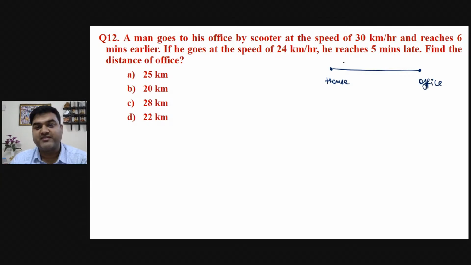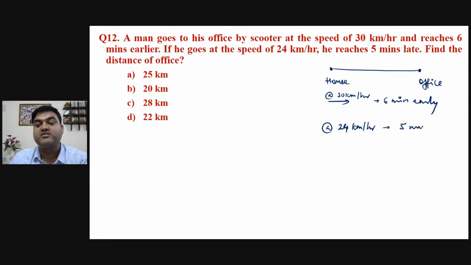So if he travels at 30 kilometers per hour, then he reaches 6 minutes early. When he travels at 24 kilometers per hour, then he is 5 minutes late. Find the distance of the office, that is, the distance between house and office. This d we have to find out. Try to understand this question, a very important question, but if you understand the concept, it is very easy.